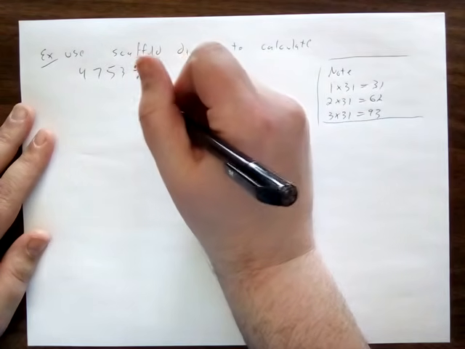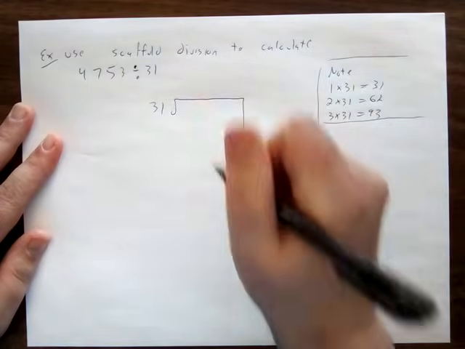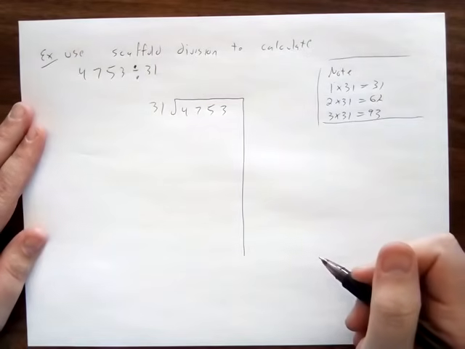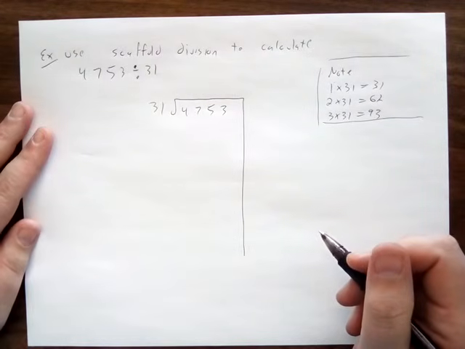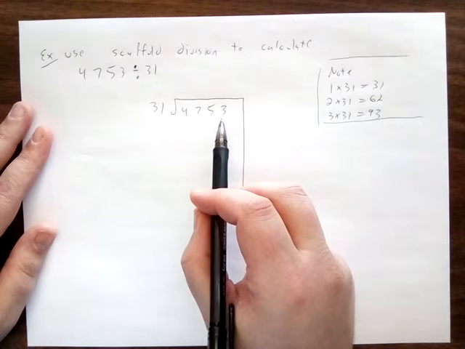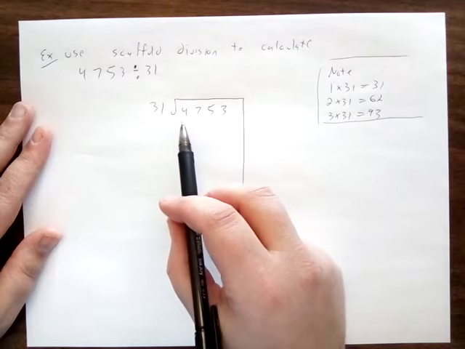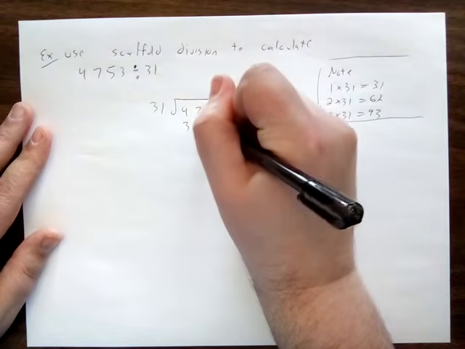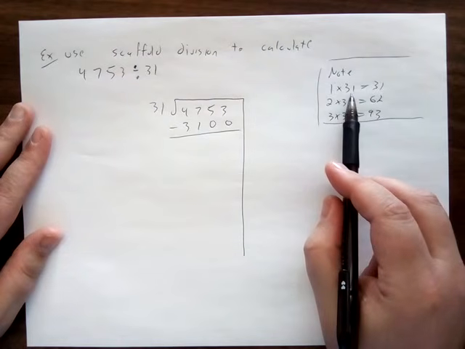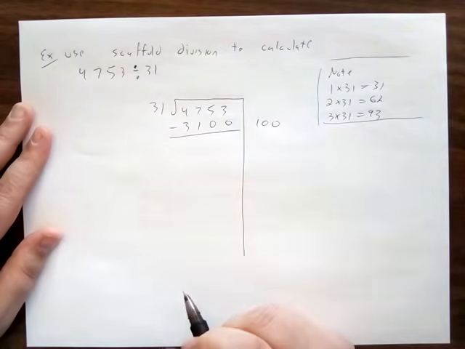I'll set up my scaffold division here, and so away we go. I'll start by subtracting a multiple of 31 from this, and it can be any convenient multiple. I'm going to choose to subtract 3,100. I know that 31 is one group of 31, so 3,100 should be 100 groups of 31.